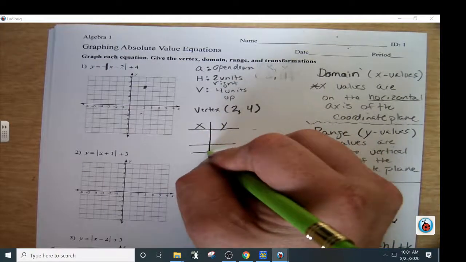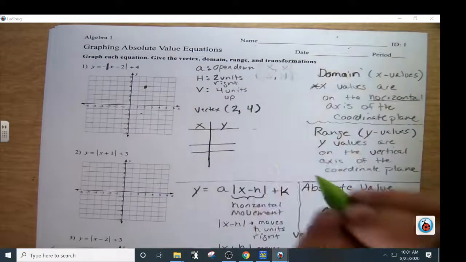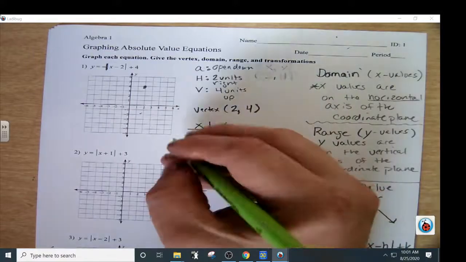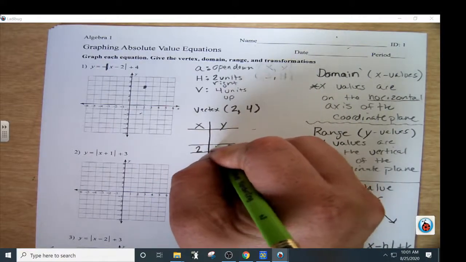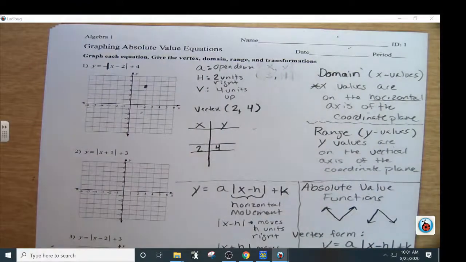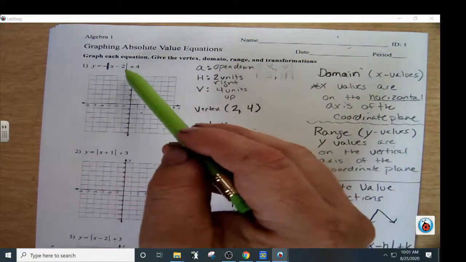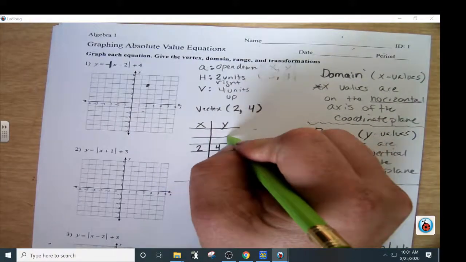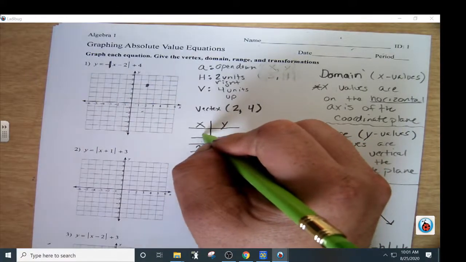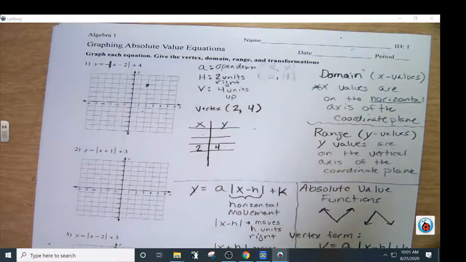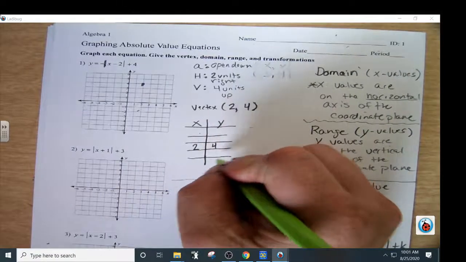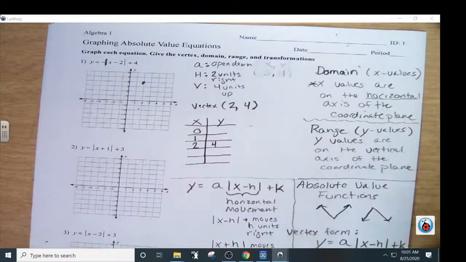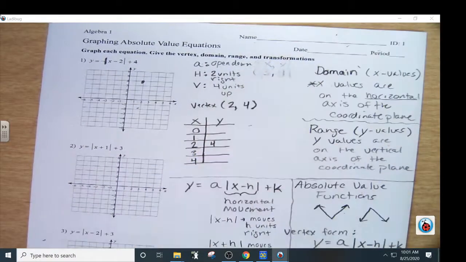Say this was a test question. What I want you to do, if I gave you a table, this is the X column, Y column. I want you to put your vertex in the middle. 2, 4. That's my vertex. I got that straight from the equation. Now, I want you to go 2 in the negative direction and 2 in the positive. That doesn't mean they're going to be negative numbers. So that's going to be 1, 0. Guys, it's 2, 1, 0, 3, 4. That'll give you enough to graph.